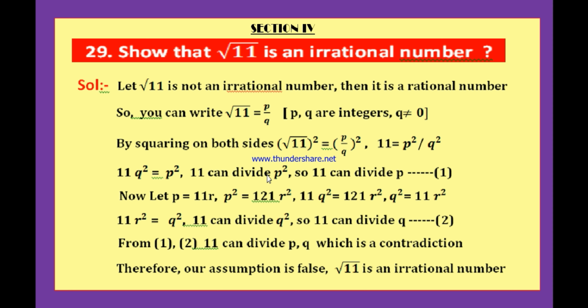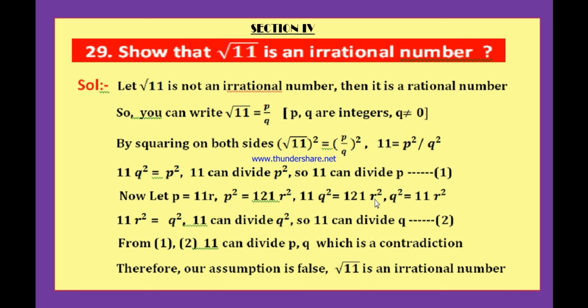Now as we proved that 11 can divide p, let us take p is equal to 11r. If p is equal to 11r, then squaring on both sides, p square is equal to 121r square. Now this p square is equal to 121r square, but we know that 11q square is equal to p square. Therefore in the place of p square, you can write 11q square. That is 11q square is equal to 121r square.